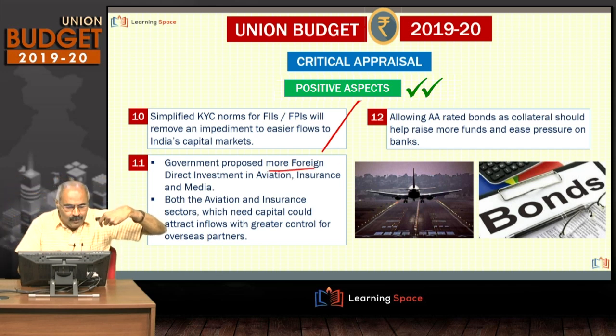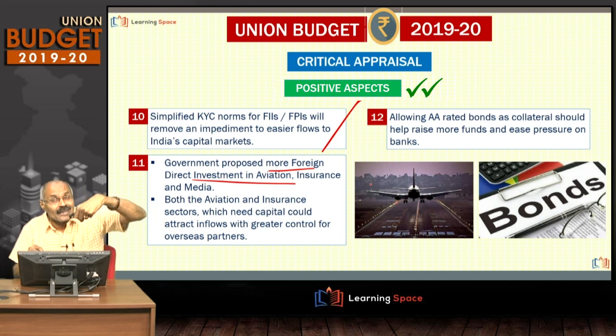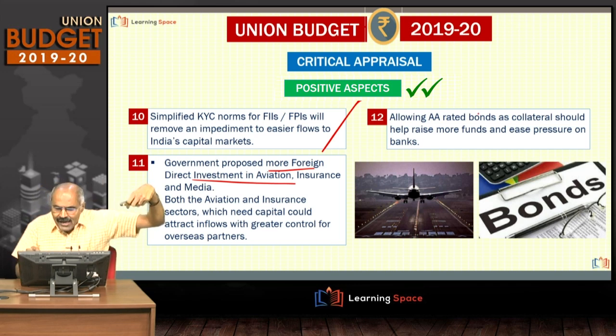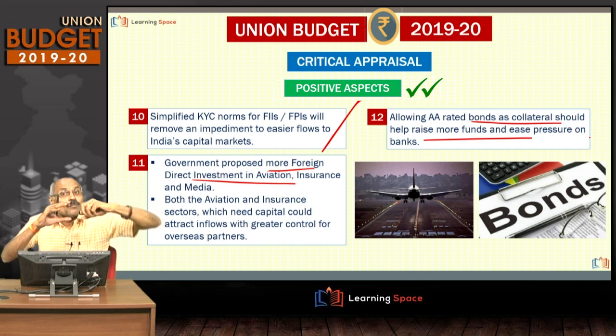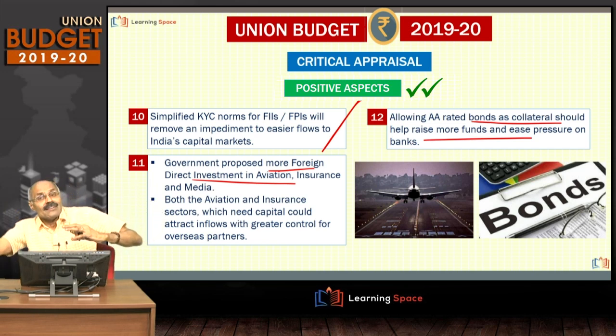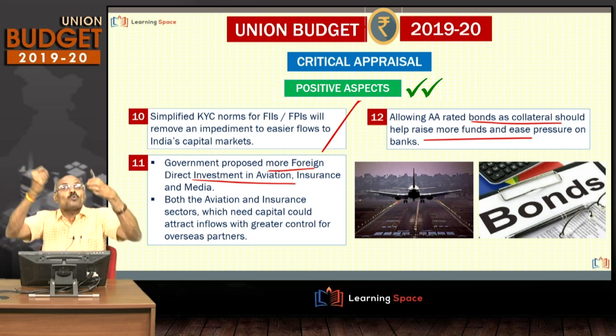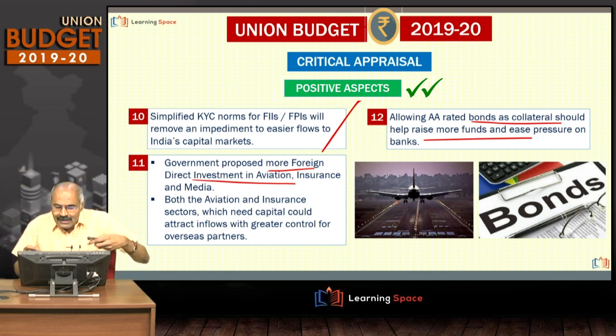Then government proposed more foreign direct investment in the insurance intermediaries as well as aviation sector and media, and it is most welcome. Allowing AA rated bonds as collateral. Because of that, what happens? They can put that bond as collateral and they can have access to money. So therefore, it helps raise more funds.